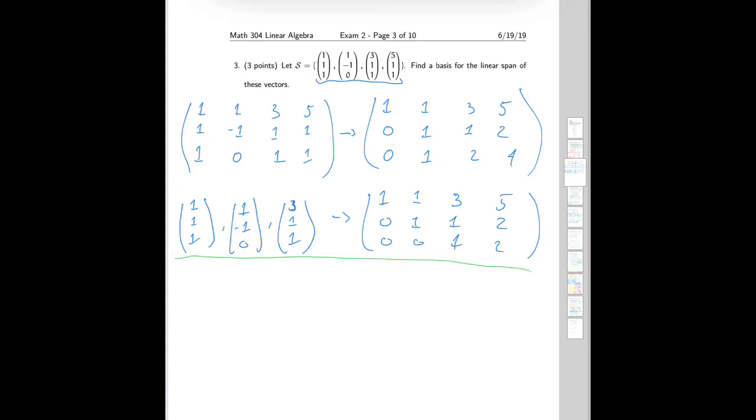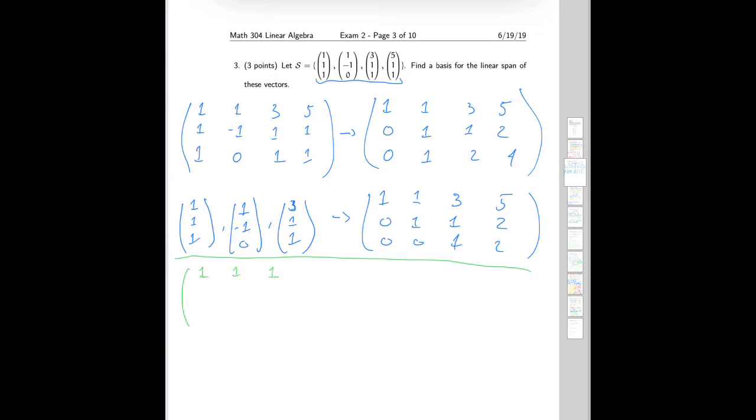Okay, so now instead, we're going to find a basis for the linear span of these vectors another way. Notice how did we do it before? We put these 4 vectors into a matrix and found a basis for the column space of that matrix. Another way we can do it is put them into a matrix and find a basis for the row space of that matrix.